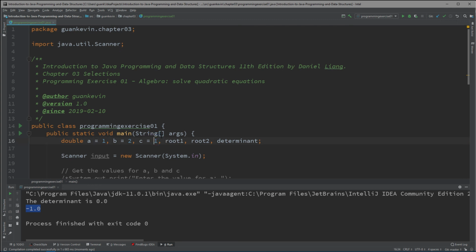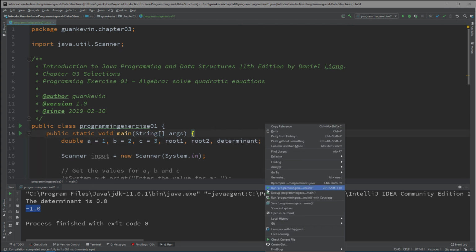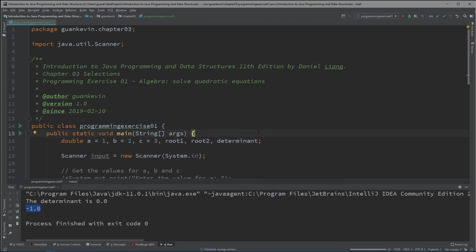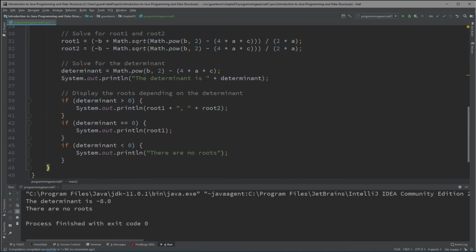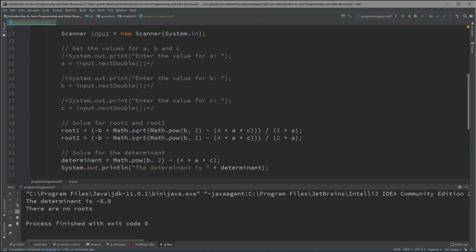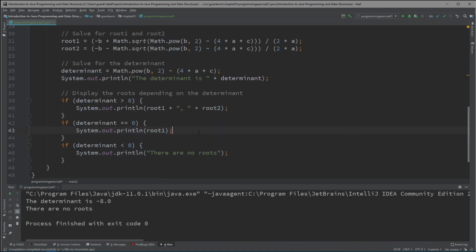Lastly, 1, 2, and 3. When we run that, we get determinant is -8. So therefore, it is not greater than 0. It does not equal 0, but it is less than 0. And if it's less than 0, display that there are no roots. All right. So hopefully that makes sense, and that helps you understand the if statement a little bit better. And that'll be it for this exercise.